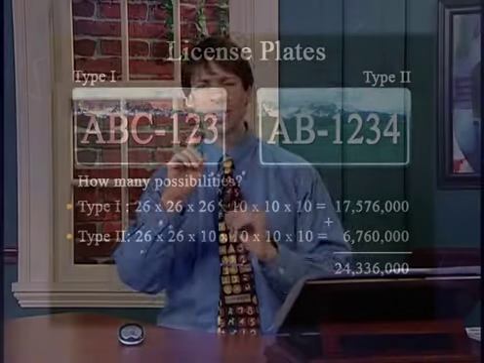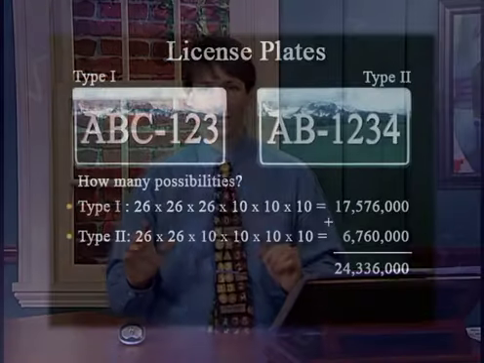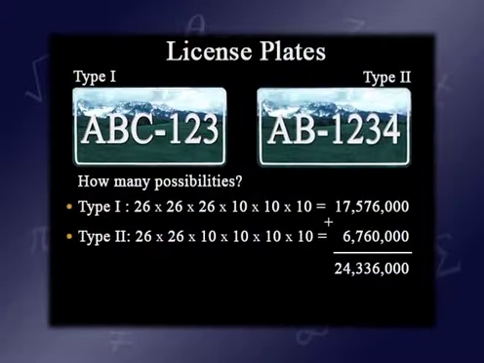Therefore, the total number of license plates when we combine type 1 and type 2 is 24,336,000. But what I like about combinatorics, that's the mathematics of counting things, is that you can often take a problem and solve it lots and lots of different ways, and if you're careful, you'll always get the same answer.